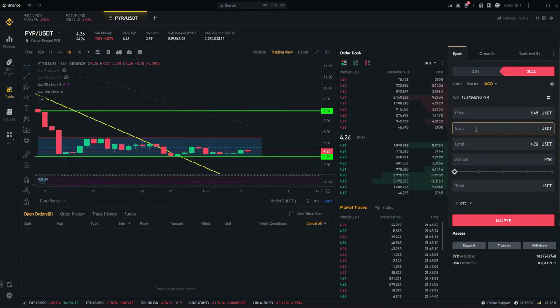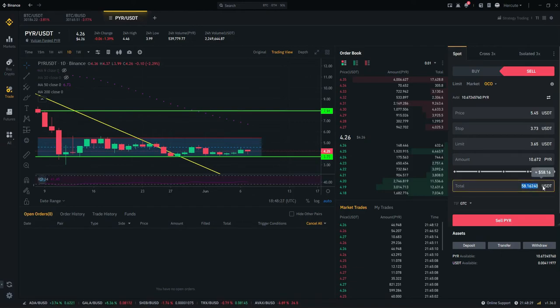Now, this stop is where we want to cut our losses. We already identified our support level to be 3.73. So we're going to put 3.73 here. And we want our order to be executed at 3.65. And how many PYRs do we want to sell? Probably all of them. Okay, and this would give us $58. This $58 is in respect to if our order gets filled, if the price goes up.